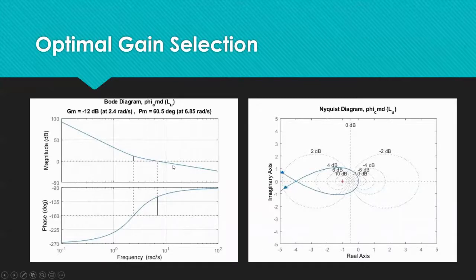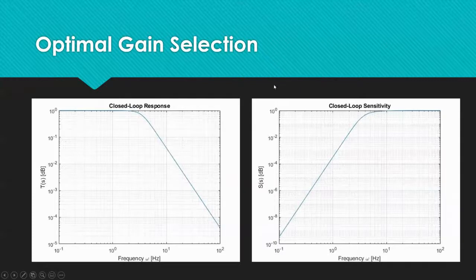We can also get the Bode plot and the Nyquist diagrams. We can see we have the excellent stability margins that are guaranteed by LQR. And we have our sensitivity plots and complementary sensitivity plots. These look pretty good too. We don't see any peaking in either plot.